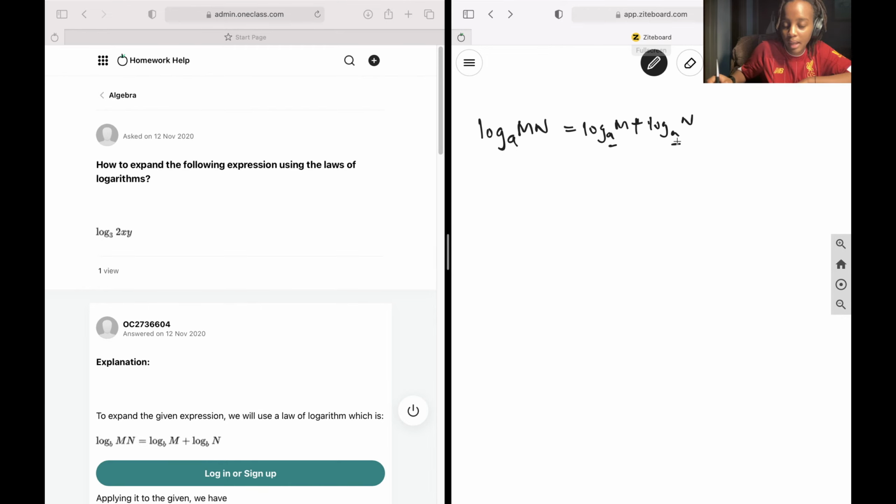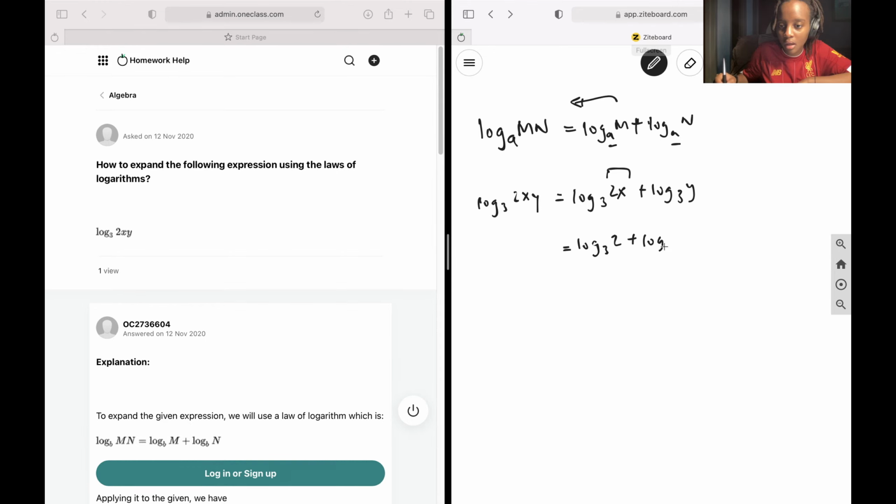And so if we have log 3 of 2xy, that can be written out as log 3 of 2x plus log 3 of y, and this can be separated further because this is also multiplication. And so we get log 3 of 2 plus log 3 of x plus log 3 of y. And that's just how you expand it.